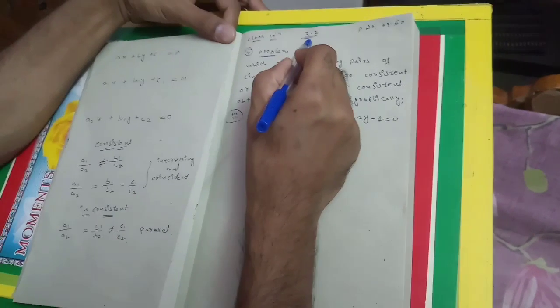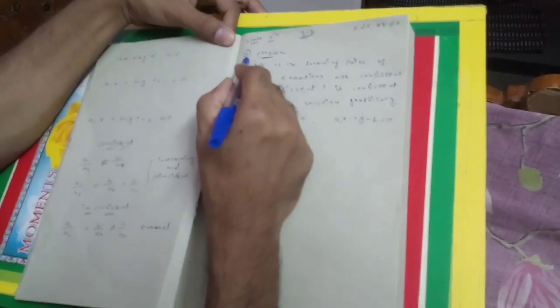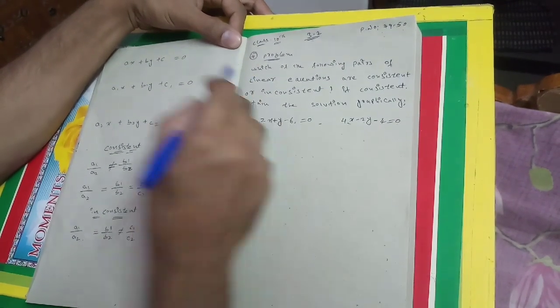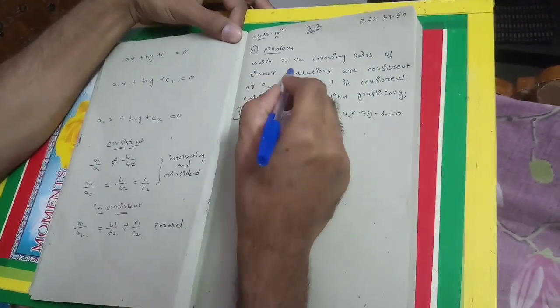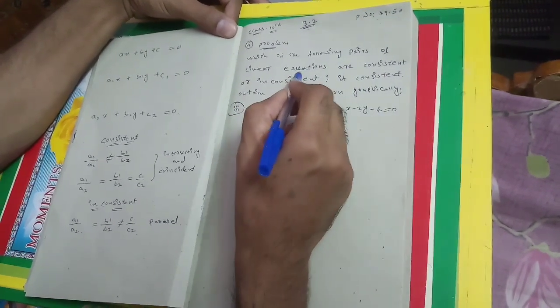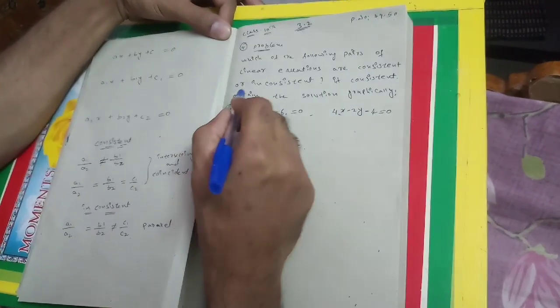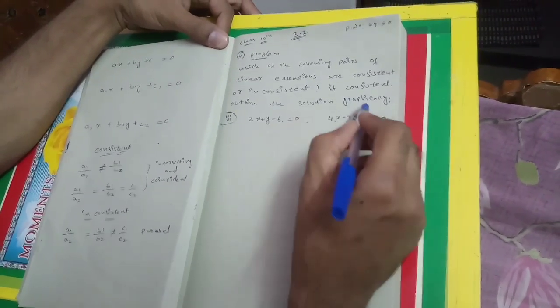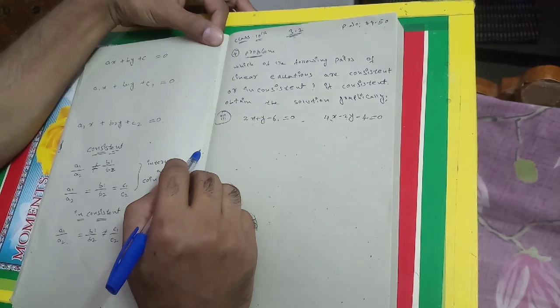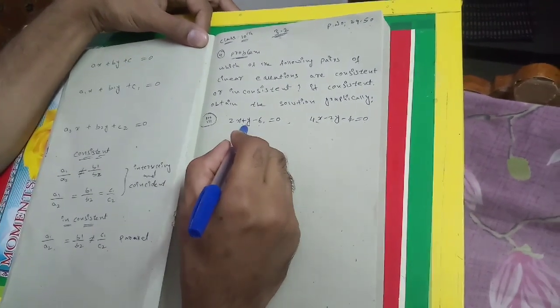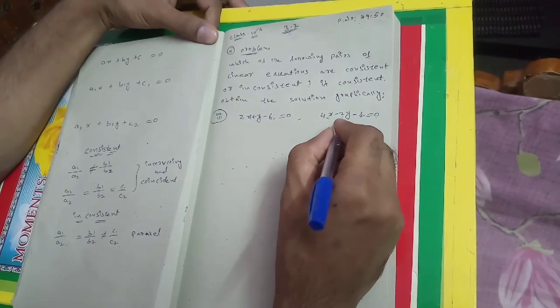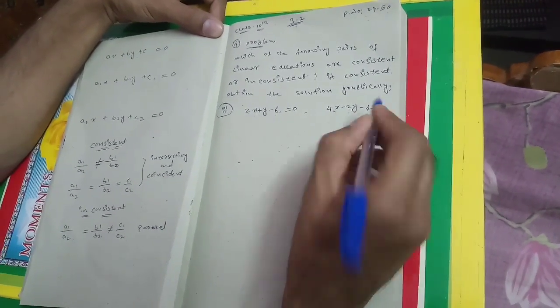10th 3.2 NCERT fourth problem, page number 49 to 50. In this question it is asking which of the following pairs of linear equations are consistent or inconsistent. If consistent, obtain the solution graphically. In the third part, the first equation is 2x plus y minus 6 is equal to 0, and the second equation is 4x minus 2y minus 4 is equal to 0.